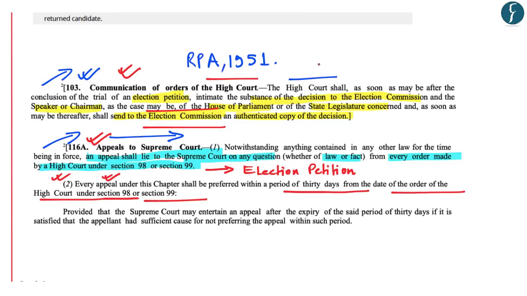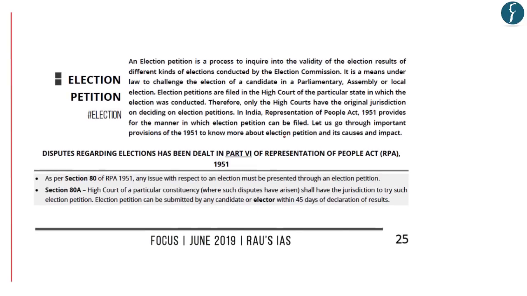So, if a candidate is disqualified through an election petition, then one remedy is that he can appeal to the Supreme Court. And the second aspect is that he can directly appeal to the Election Commission under Section 11 of the Representation of the People Act, as the Election Commission has the power either to reduce the duration of disqualification or to remove it completely. Now, this aspect of the Election Commission was also covered in the June 2019 edition of Focus magazine, where we mentioned different aspects with respect to disputes during an election.